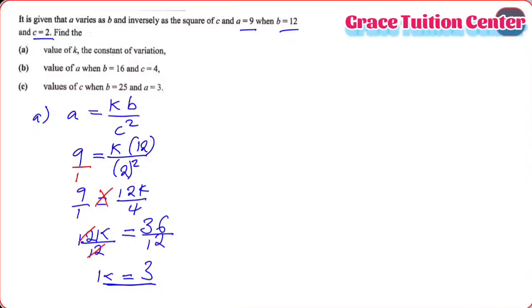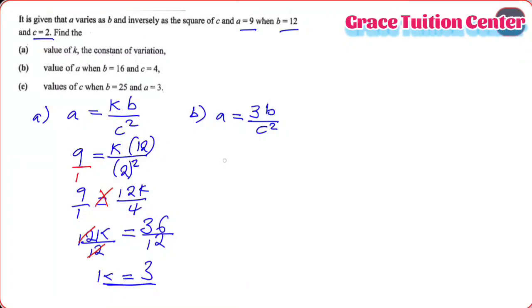Now that we know the value of K, we can go ahead and work out the rest of the question. Question B says, find the value of A when B equals 16 and C equals 4. So we get our formula there. A equals, instead of us writing K, where there's K, we'll put 3, because we know that our K is 3. So A equals 3B over C squared.